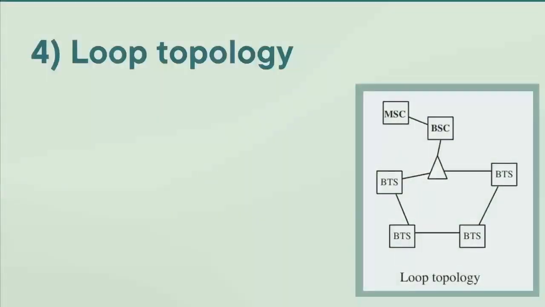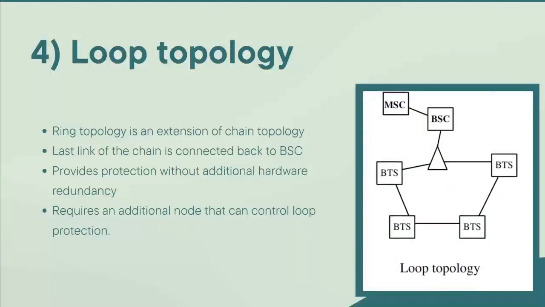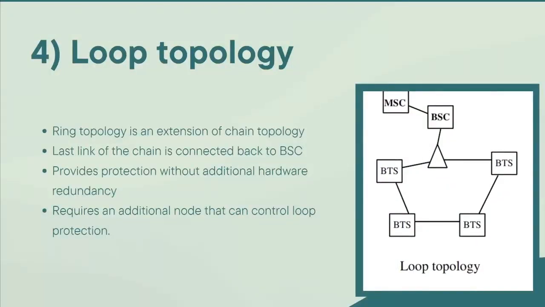And then comes the last kind of topology, the loop topology or the ring topology. Loop topology is an extension of the chain topology, where the last link of the chain is connected back to the base station controller. This kind of topology provides protection without additional hardware redundancy, which means we don't need extra hardware in order to protect it over the chain topology. But this one requires an additional node that can control loop and protections.